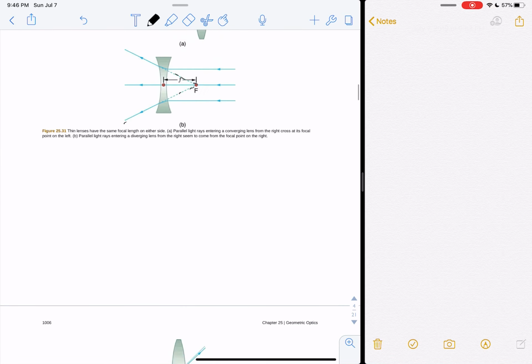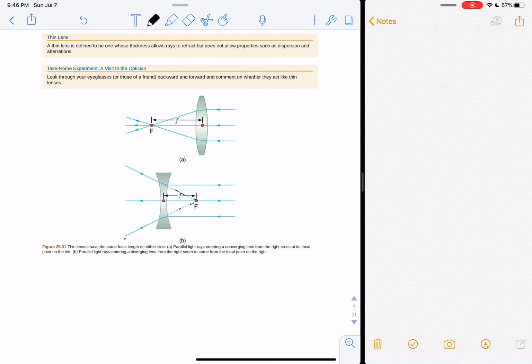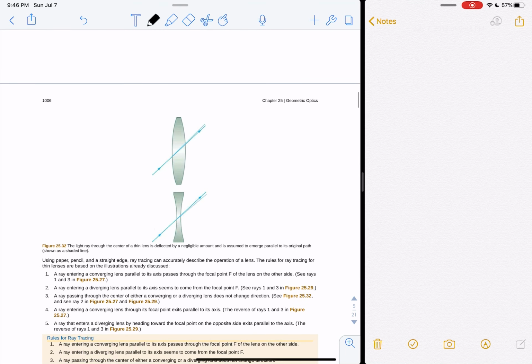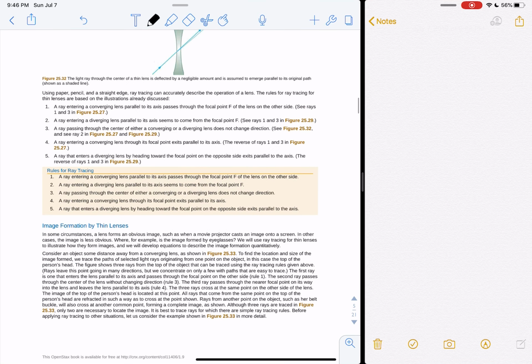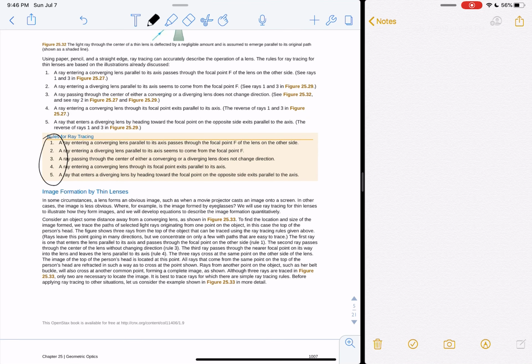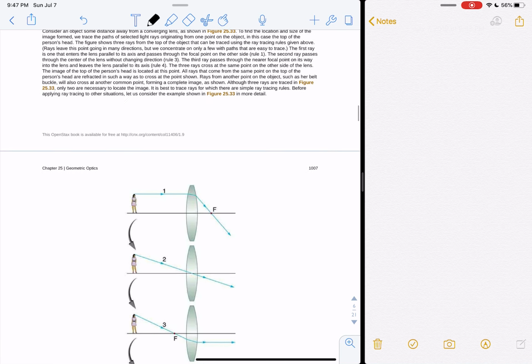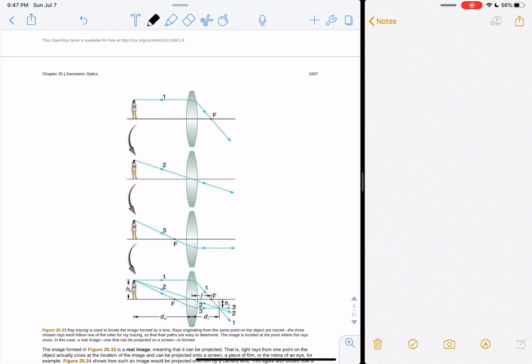A ray that goes right through the center of either lens will continue on, whether it comes in like this or that or whatever. A ray that goes through the center of the lens will just continue on. There are some ray tracing rules here, so read about those. These are the 5 rules for how rays are created, and those are what are pictured in this diagram.